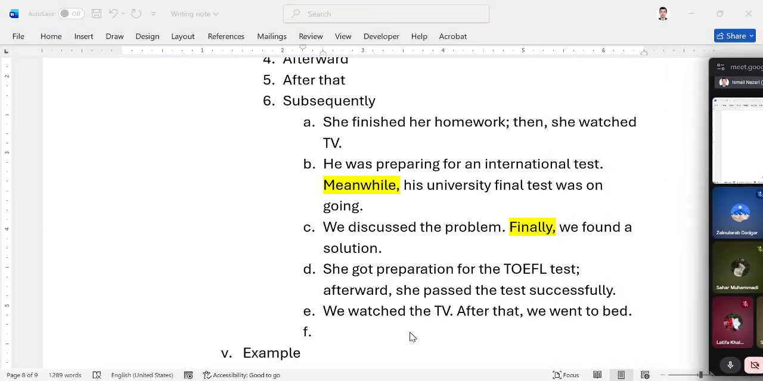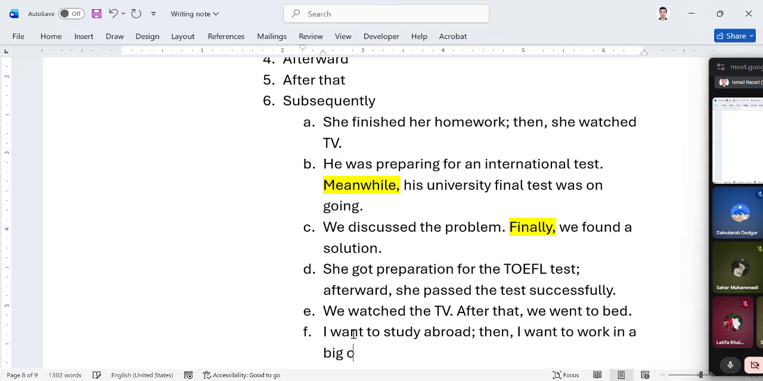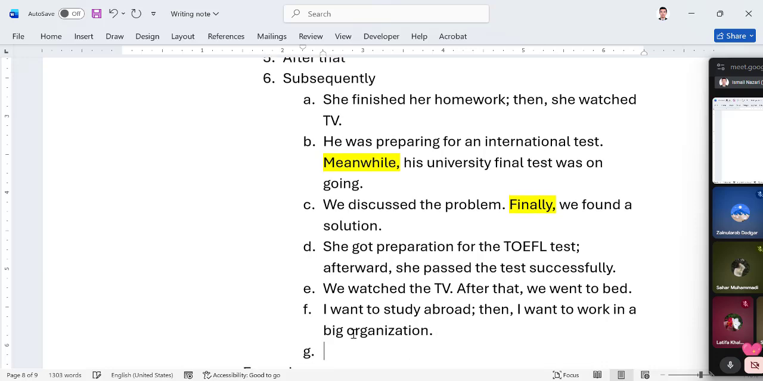Miss Notiki. Okay, teacher. For example, I want to study abroad. Then I want to work in a big organization. I want to study abroad. Then work in a big organization. I want to work in a big organization. Very good.